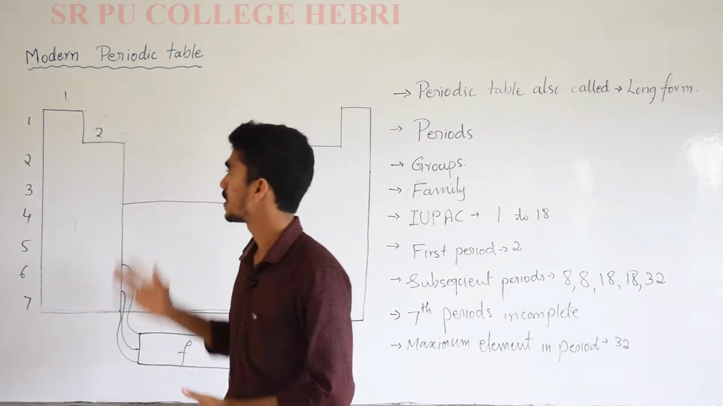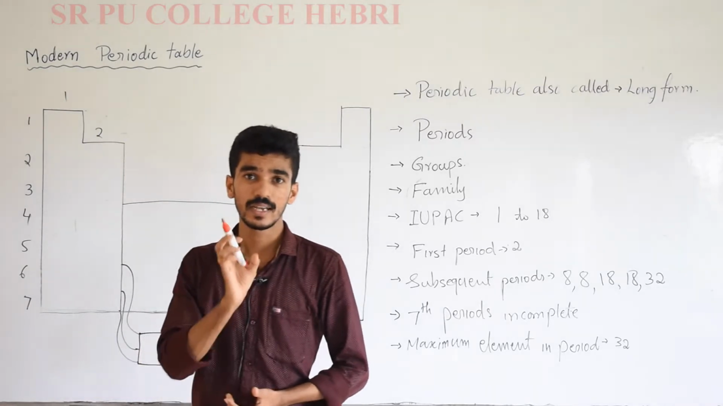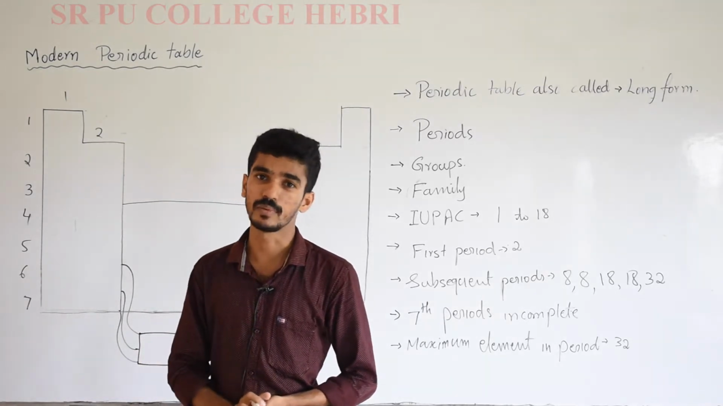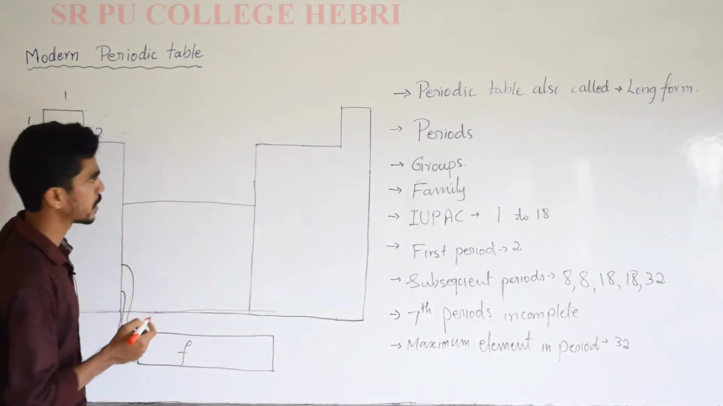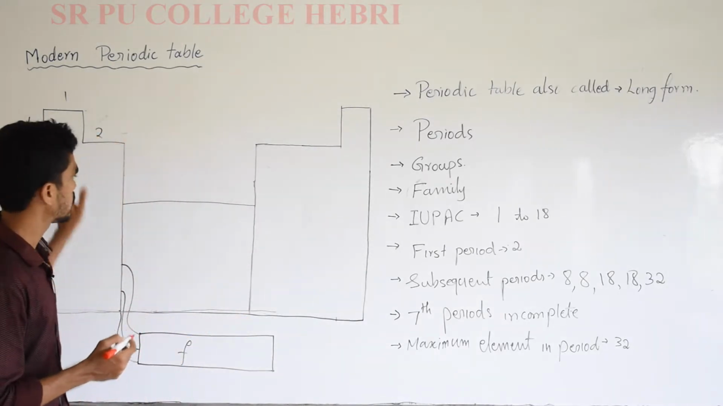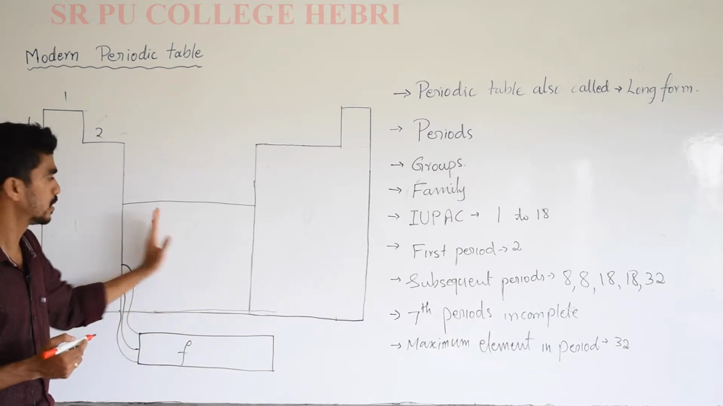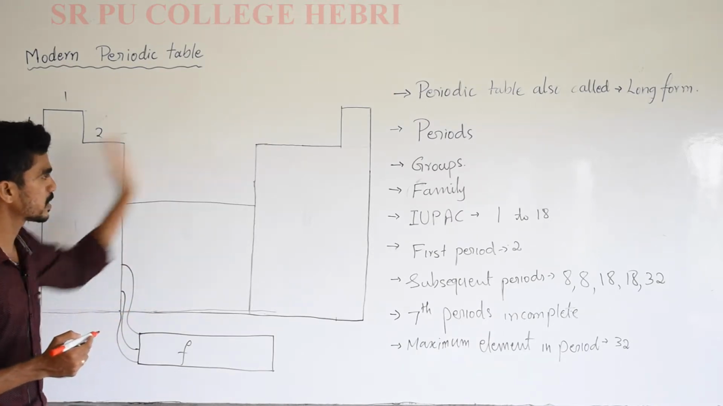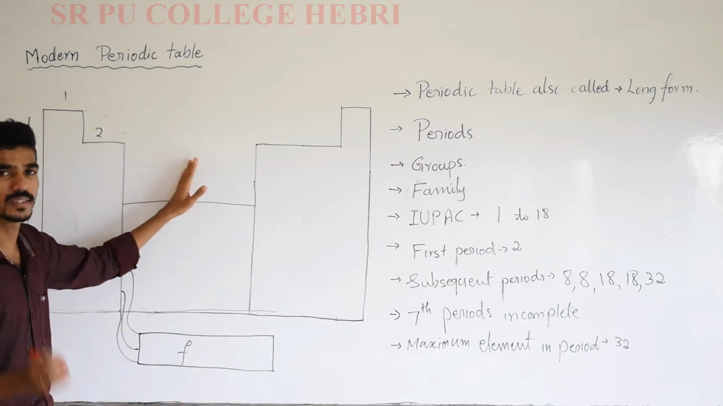In this arrangement, according to the modern periodic law, elements are in increasing order of atomic number. Based on the atomic number, they arrange the elements. Here is the exact picture of our modern periodic table. Just see, it's a table where the elements are regularly, or systematically, arranged.